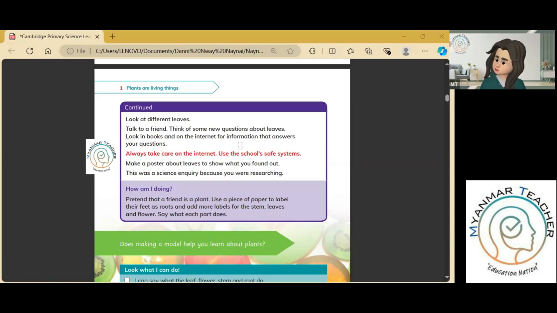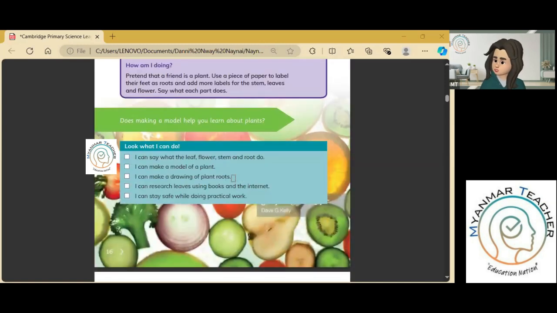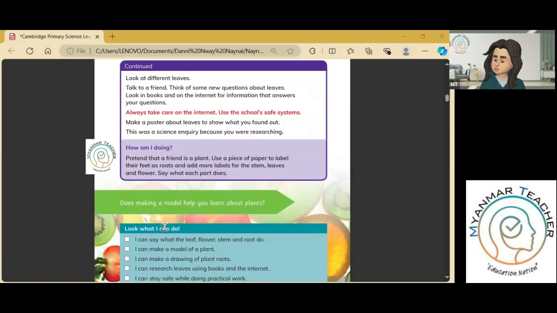This was a science inquiry because you were researching. How am I doing? Pretend that your friend is a plant, or your sibling or your family. Use a piece of paper to label their feet as roots and more labels for the stem, leaves, and flower. Say what each part does. This will be a very fun activity.